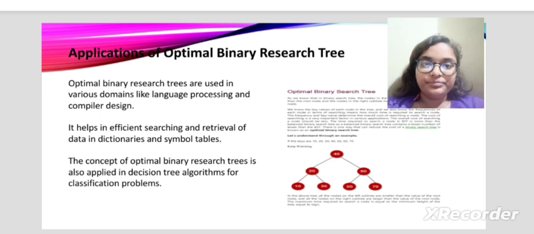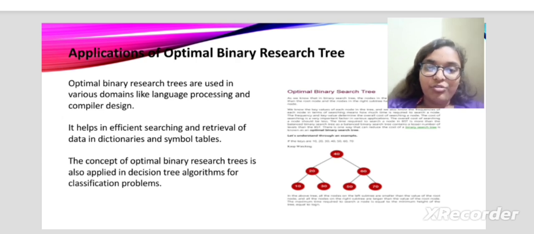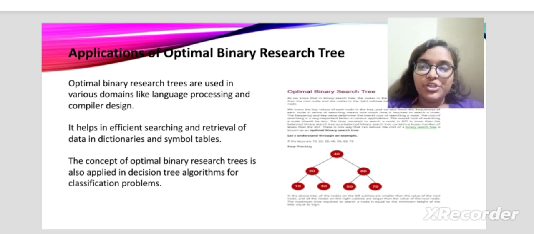Next is applications of optimal binary search tree. Optimal binary search trees are used in various domains like language processing and compiler design. It helps in efficient searching and retrieval of data in dictionaries and symbol tables. The concepts of optimal binary search trees are also applied in decision tree algorithms for classification problems.